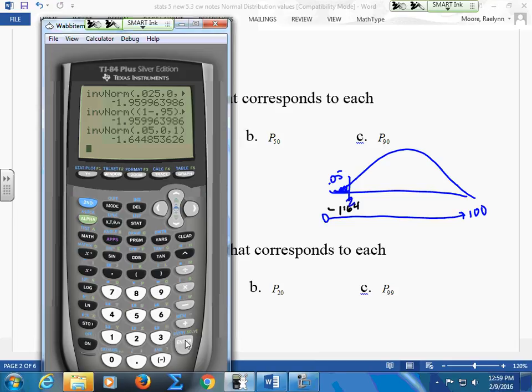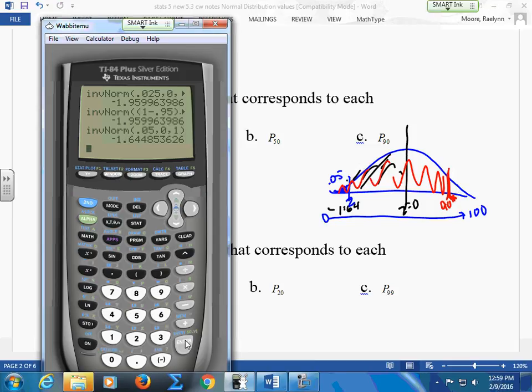So where do I find 50%? In the middle. What's my z-score in the middle? 0. My z-score is 0. That's 50% of my curve. Where do I find 90% of my curve to the left? My 90th percentile. Way up here, right? Isn't this all 90%? So this is my 90th percentile. I am better than 90% of my field. So I'm just going to do inverse norm.